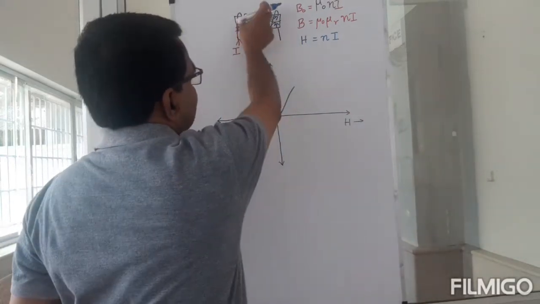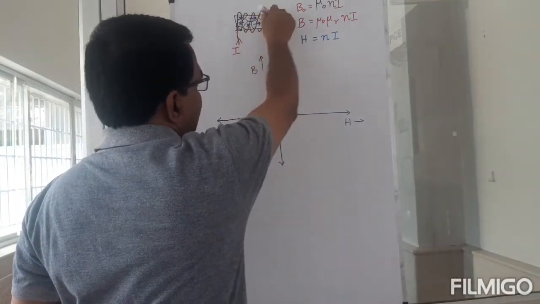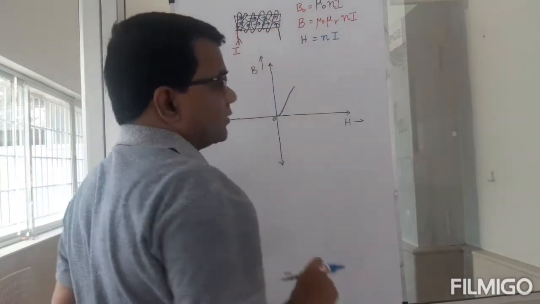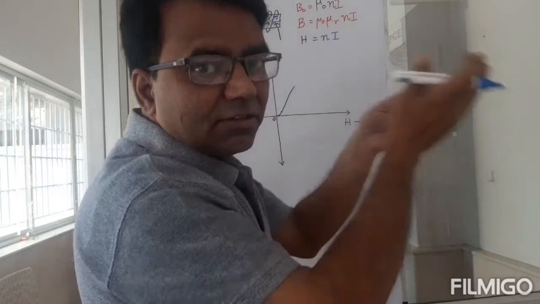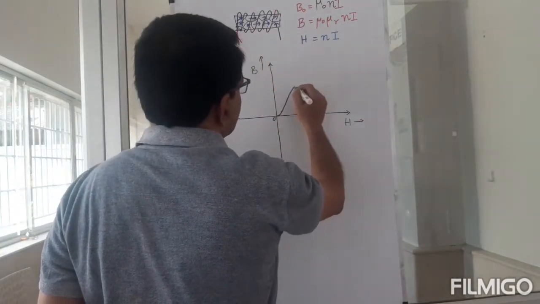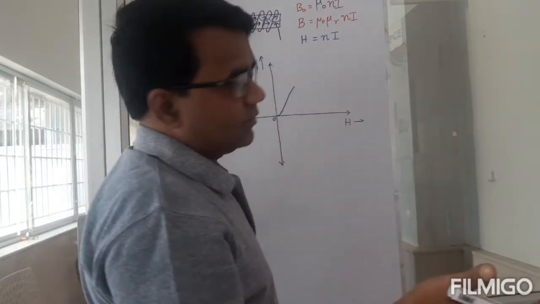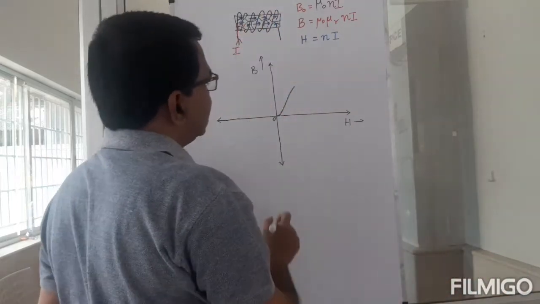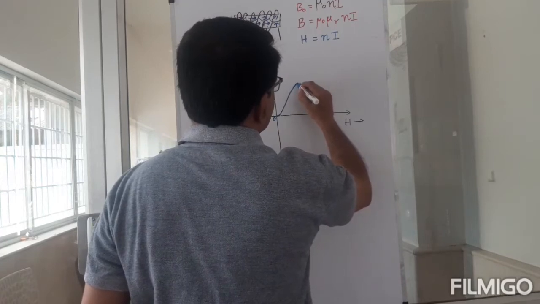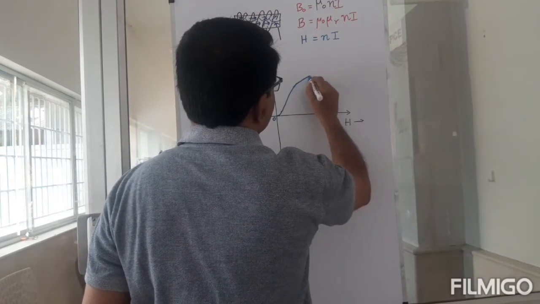So, as more and more domains are aligned, the B value also increases because we're producing greater and greater magnetic field. Okay. But then there is a limit, as I said. There are only a finite number of domains. So as I keep increasing, it is going to reach saturation. Okay, so it's going to reach saturation like this.